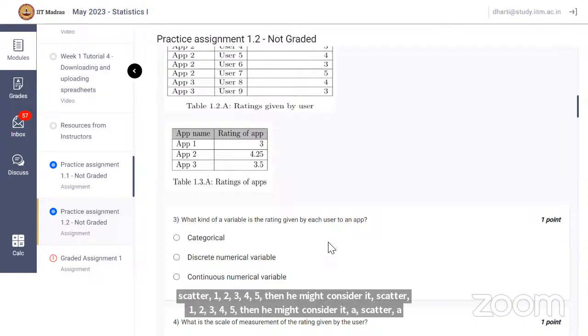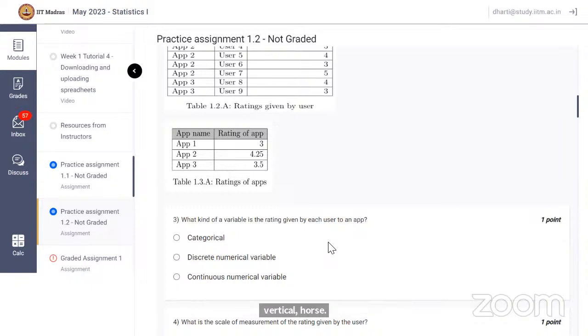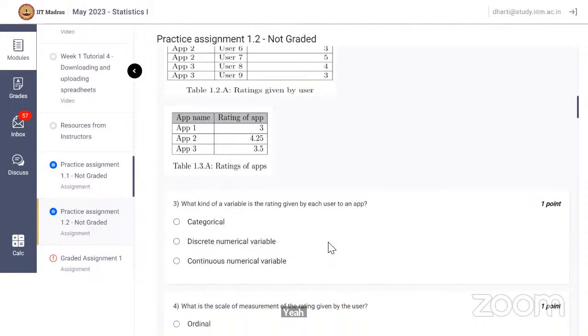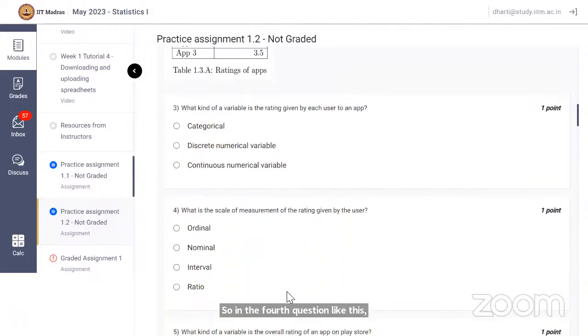Okay. But one more thing: the difference between rating 1 and 2 is not the same as the difference between rating 4 and 5. So in the fourth question, the interval scale is not fixed. It's ordered, I agree, but numerically it's just a representation, not an exact thing. So why is it interval?